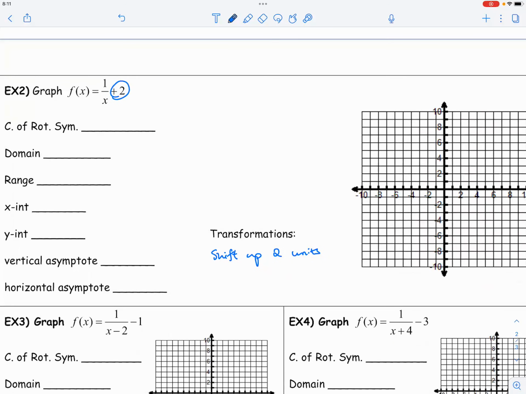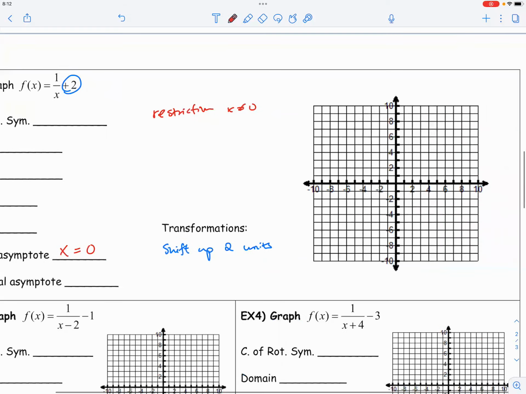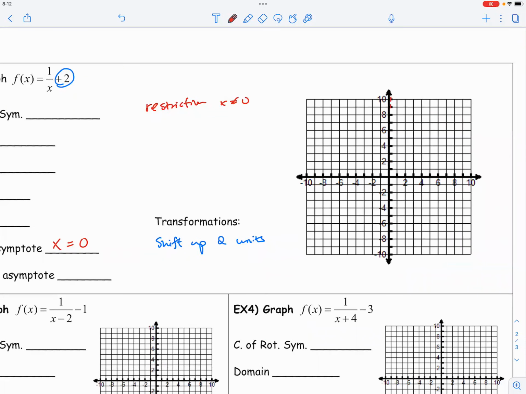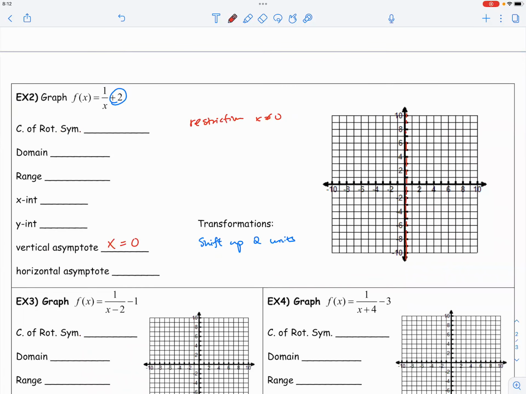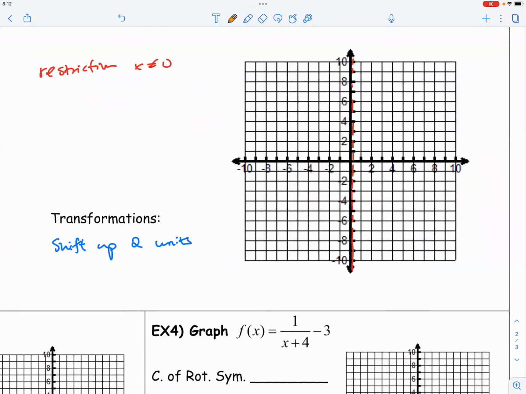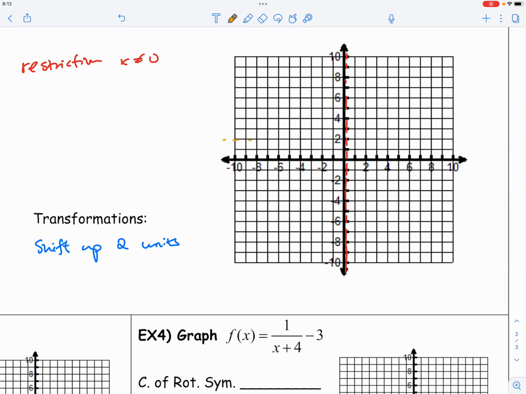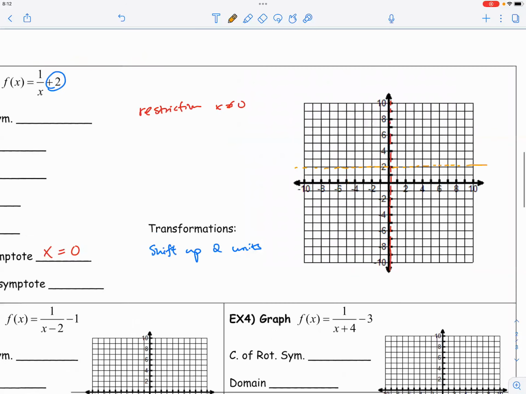So what's our restriction? What x cannot be? Zero. X cannot be zero, right? So that means our vertical asymptote is zero. So we can go ahead and draw our vertical asymptote first. And since the graph shifted up 2 units, you can also imagine that the horizontal asymptote is going to shift up 2 units.